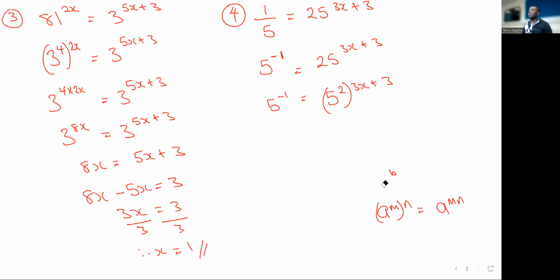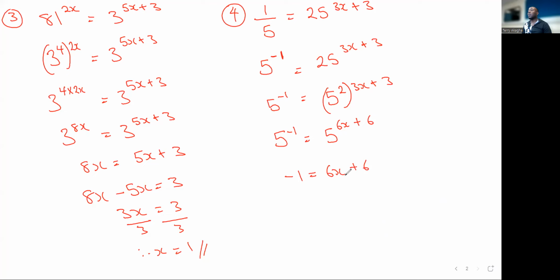So I'm going to multiply the powers here for 5 raised to the power 2 to see what I get. So it's going to give me 5 raised to the power minus 1 is equal to 2 times 3x will give me 6x. 2 times 3 will give me what? 6. Then we're back to the equality. So if the bases are the same, then the powers must be the same. So minus 1 is going to be equal to 6x plus 6.